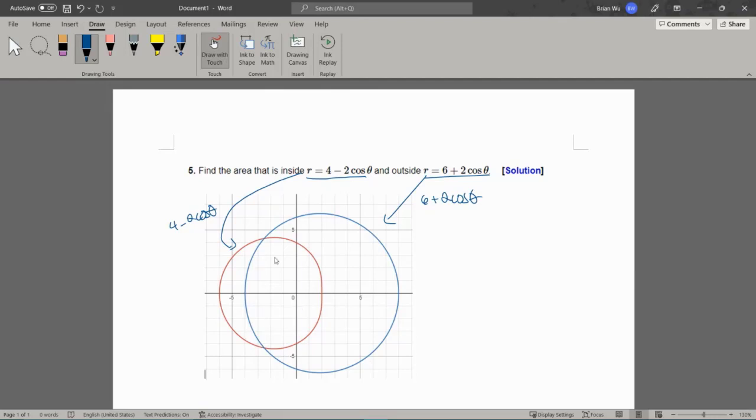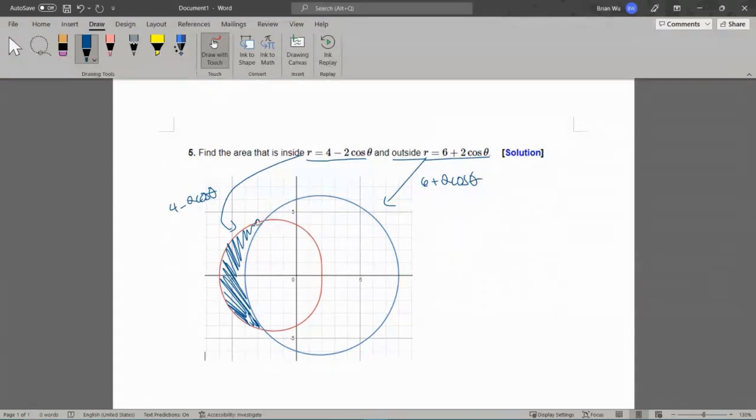So this is one part of the domain. And then you also have outside of this big blue circle. So this is the area we're going to take. The hardest thing about doing these kinds of problems is that you need to figure out where the bounds are and what to subtract from each other.